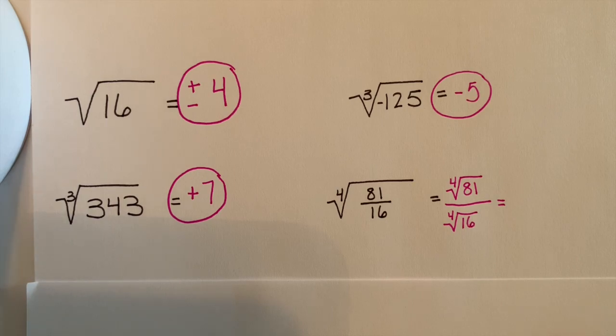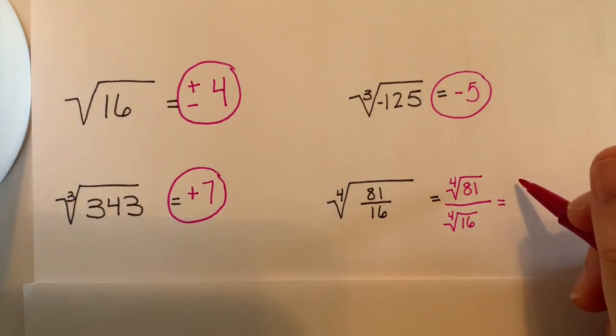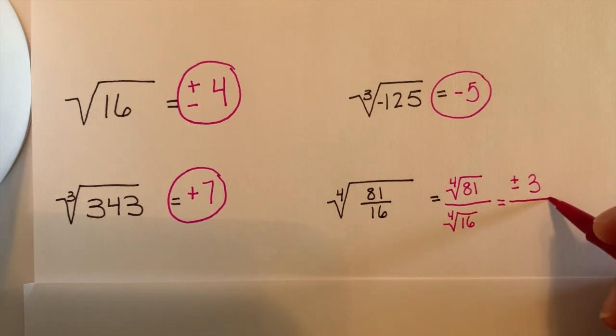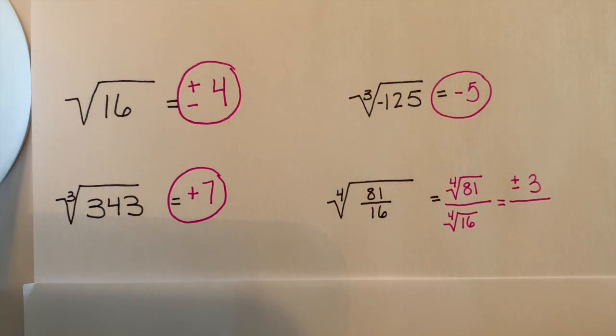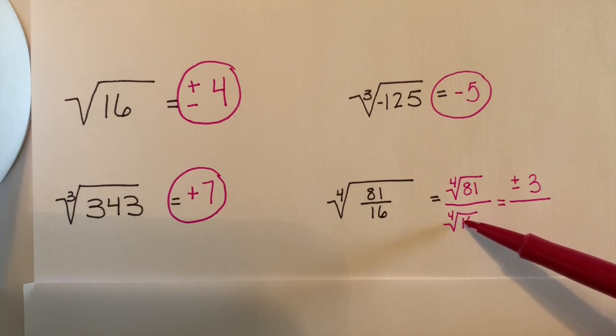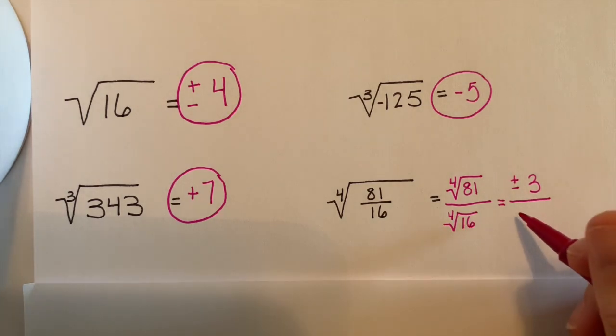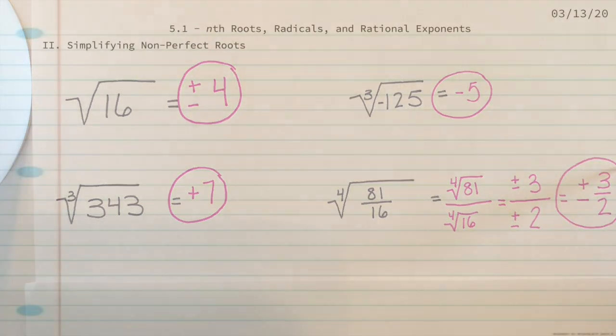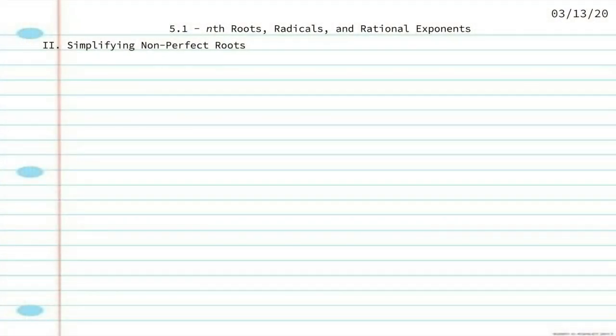If you are thinking 2, you are correct. You will get plus or minus 3. And on the bottom, again, positive radicand, even index, you'll get plus or minus 2. Now, of course, you don't really need the plus or minus on both the top and bottom since they are the same. So we could just simply write this as plus or minus 3 over 2 and leave it just like that. The next thing that we want to talk about in our notes is simplifying non-perfect roots.